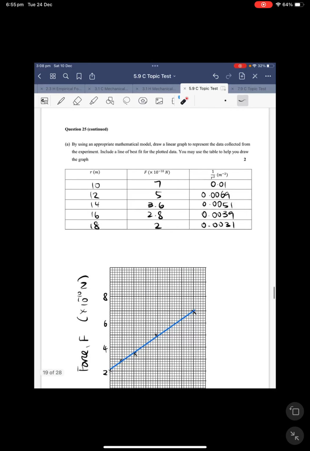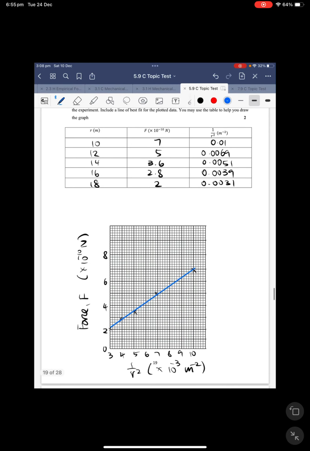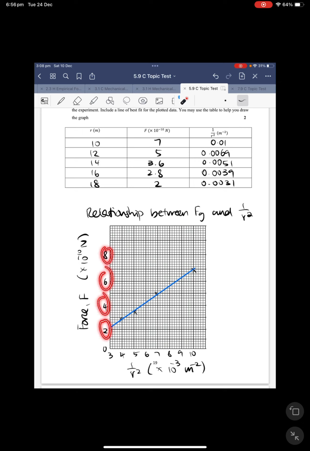Now, I've forgotten to put a title for my graph here, so I'll just add that in quickly. So maybe I'll just say: relationship between the force of gravity, Fg, and 1 on r squared. Okay. I've plotted these values, I've labeled my x and y axis, I have a scale, I've labeled the axes, I've labeled the units, and also don't forget the orders of magnitude. And that's my line of best fit over there.